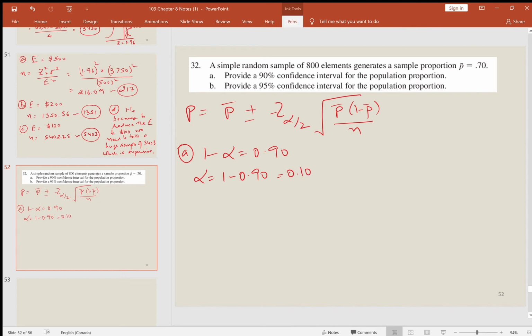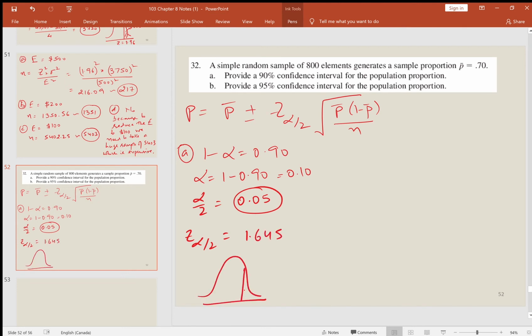Let me just improve the thickness of my pen. Okay, so alpha by 2 is 0.05. So z alpha by 2, which we've calculated several times, is 1.645. Why? Because this area is now 0.05. So this z score is 1.645.